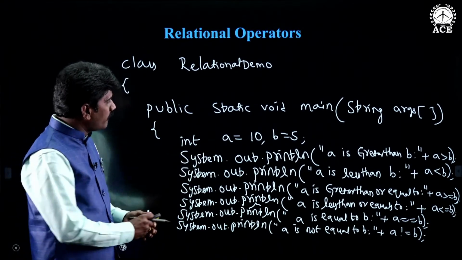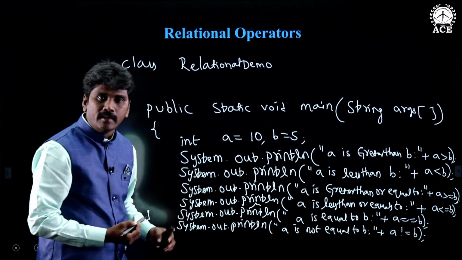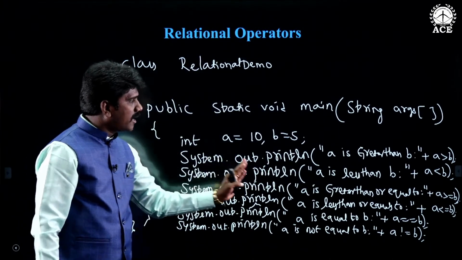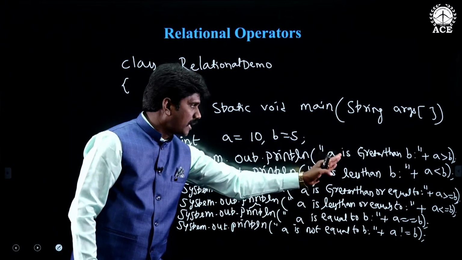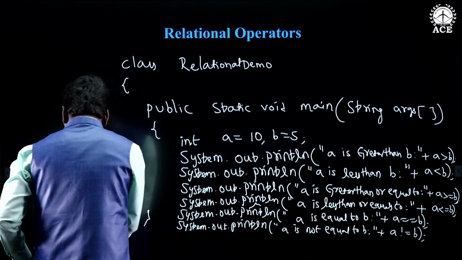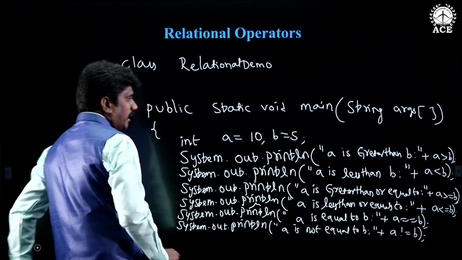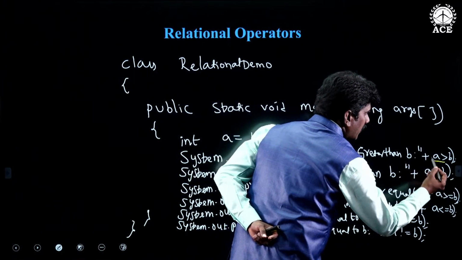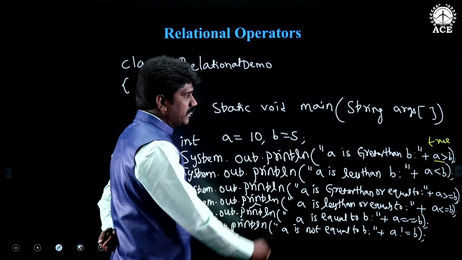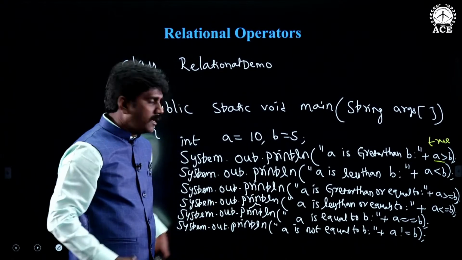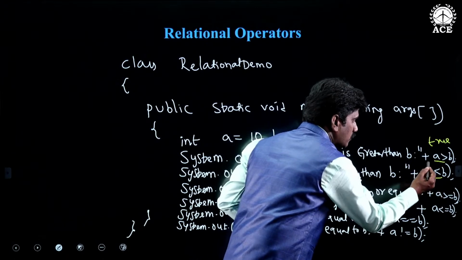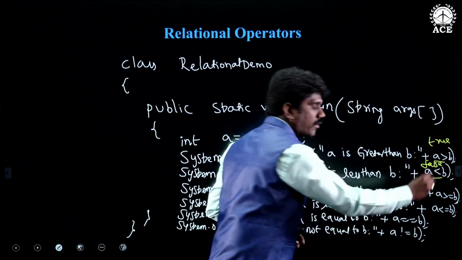So the values we have taken are a is equal to 10 and b is equal to 5. There are 6 relational operators. For the 6 relational operators we are checking the conditions. The first one is a is greater than b. If we check the condition, a greater than b, what is going to be the result? Yes, 10 is greater than 5, true. And the next one is a is less than b. Here the condition is false, so it is going to print false.